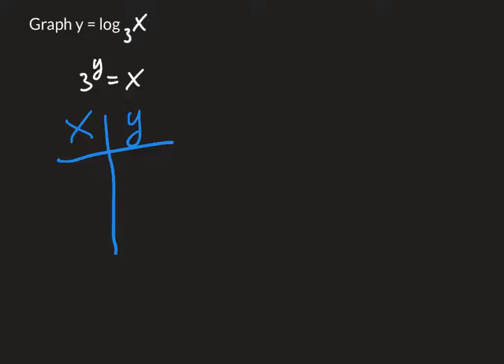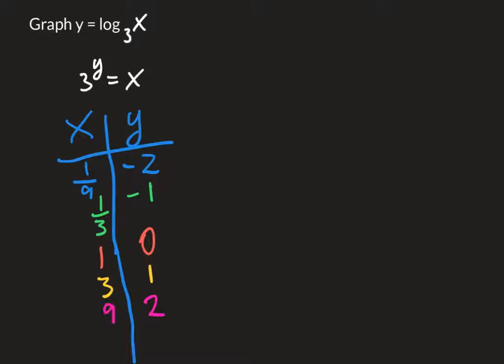Let's see what happens when y equals -2. 3 to the -2 gives us 1/9. Now, let's increase y to be -1. We're going to get 1/3. Next, when y equals 0, we're going to get x equals 1. And as we increase to y equals 1, x is going to equal 3. And now, lastly, when y equals 2, x is going to equal 9.